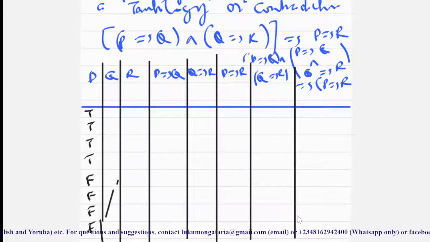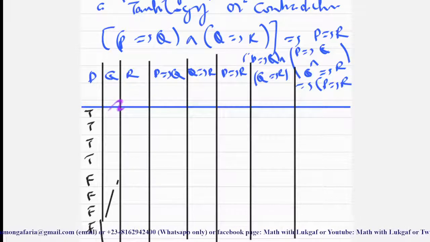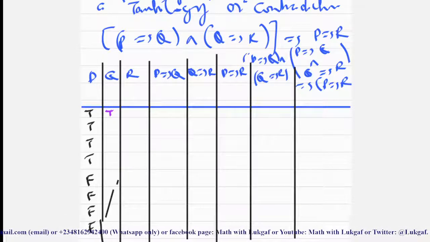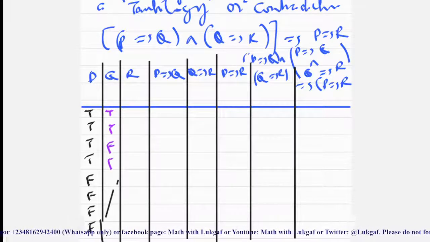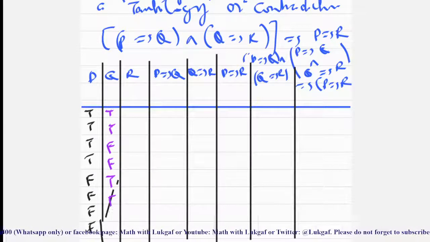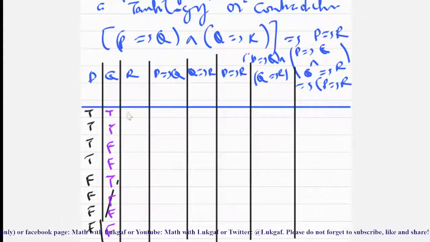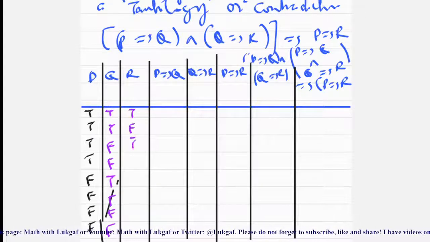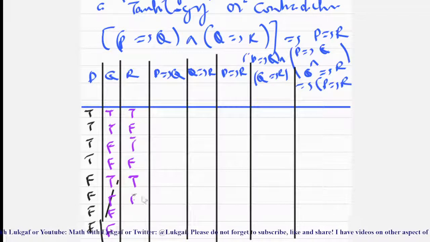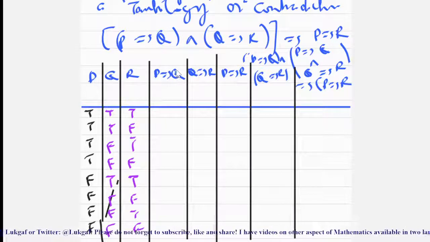Okay, let's start the work. What will be your Q? You write it in twos. True, true, false, false, true, true, false, false, right? Then this is going true, false, true, false, true, false, true, false. So then P implies Q. Don't forget your implication is going to be false only when the first is true and the second is false.